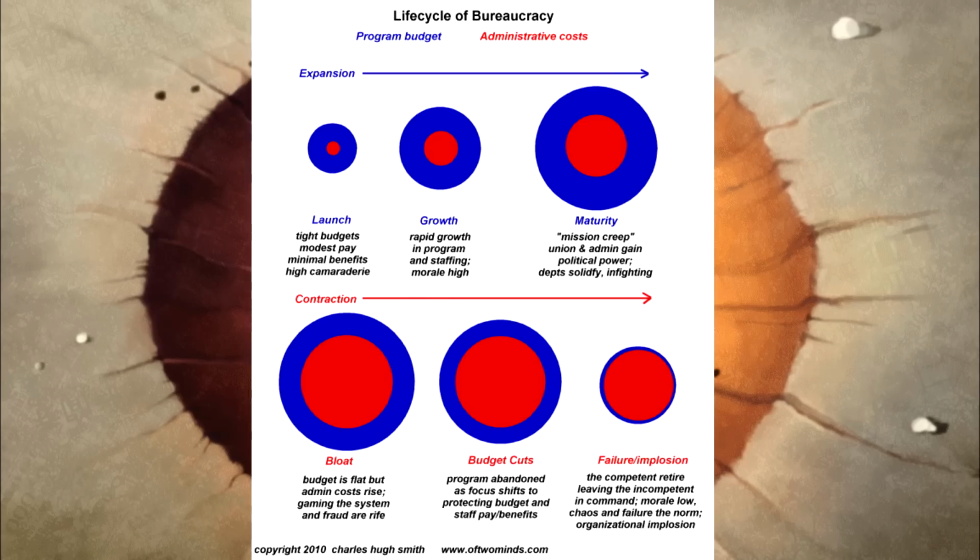The life cycle of a bureaucracy. So the blue circle on the outside is the budget the program gets. The red circle is the bloat, the administrative costs. So when a new company comes into existence, you get the top left, the launch. You have tight budgets, there's modest pay, there's minimal benefits, but there's high camaraderie.